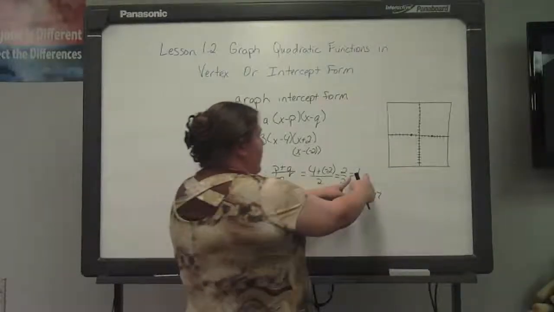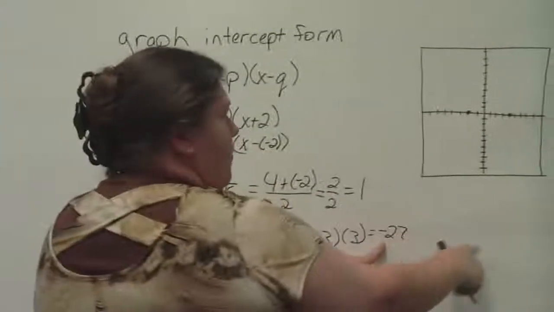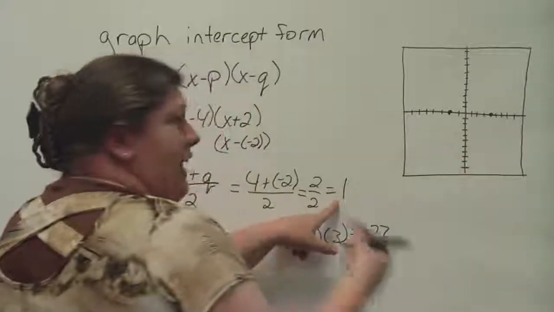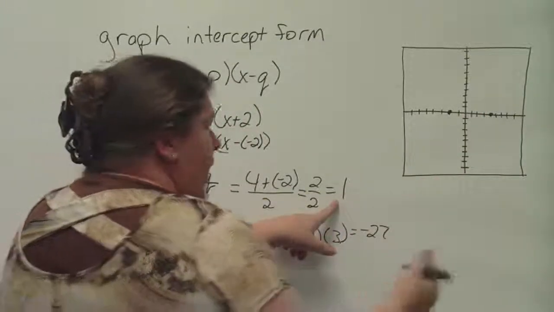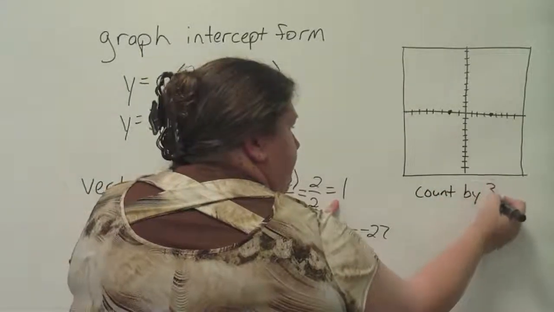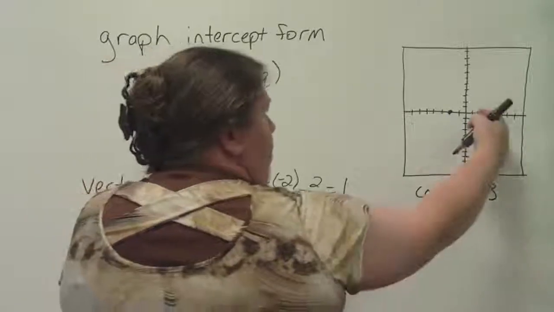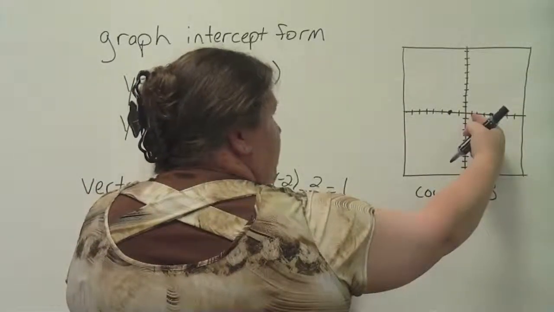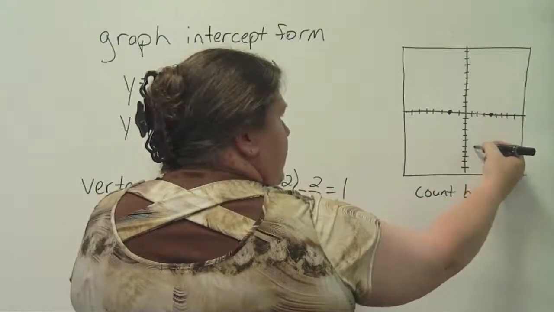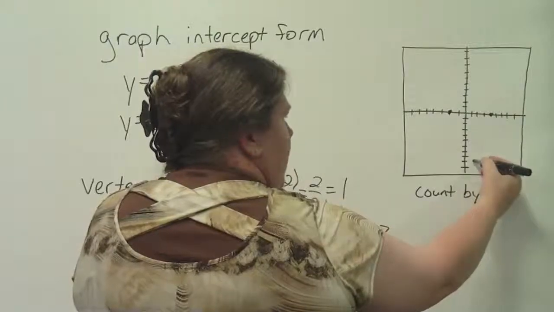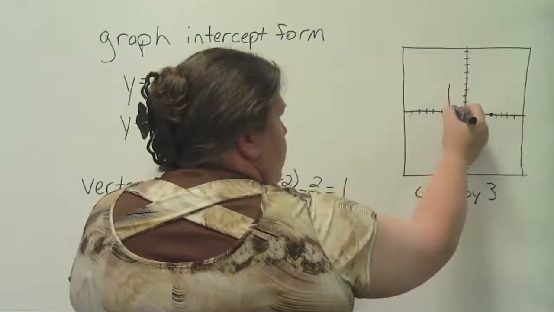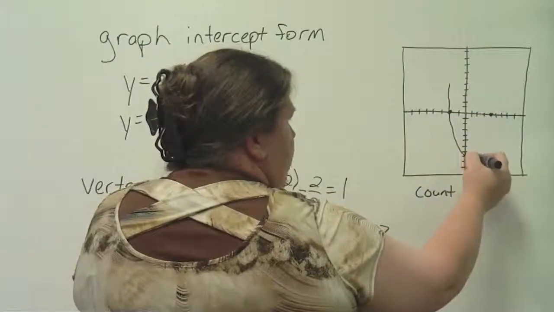Now that we have our x and our y, we're going to come over and graph it again. But this time, because I'm limited in how many lines I have for my negative y, I'm going to count by 3. All right, so I'm going to go over 1, and I'm going to go down 27. So 3, 6, 9, 12, 15, 18, 21, 24, 27. I'm going to plot my point, and then I'm going to draw as smooth a curve as I can.